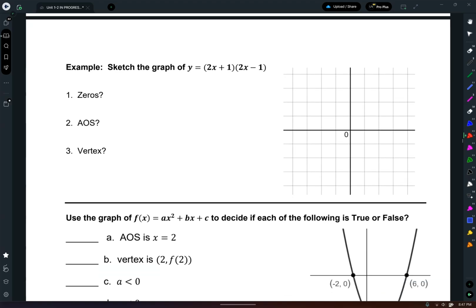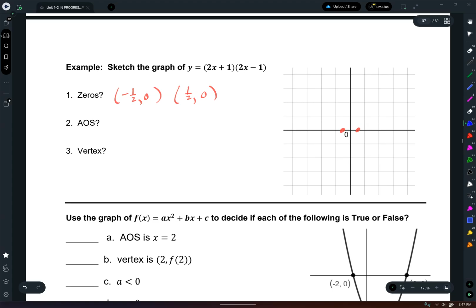Okay, so here we are in factored form. So the zeros are going to be what makes each of those equal 0. So it would be at negative 1/2 for the first parenthesis and at positive 1/2 for the second parenthesis. And just estimate where 1/2 is. So negative 1/2 and positive 1/2.